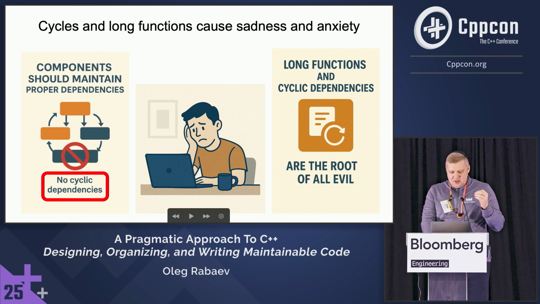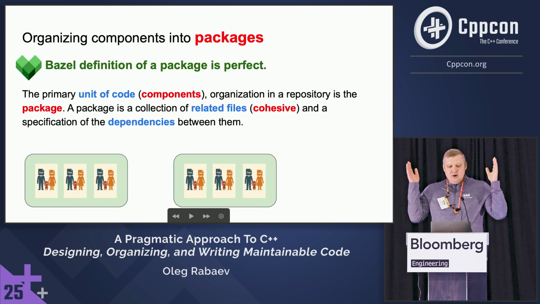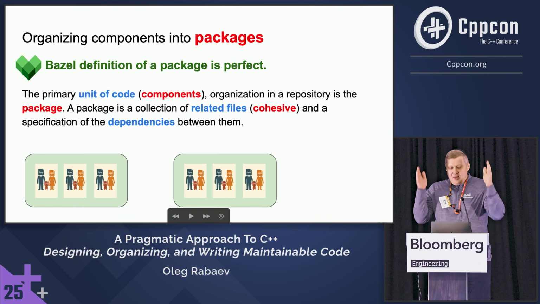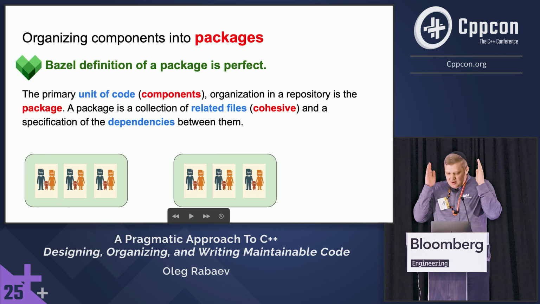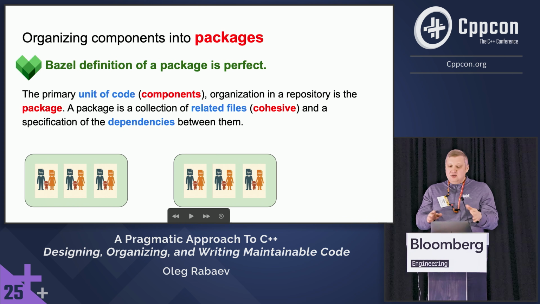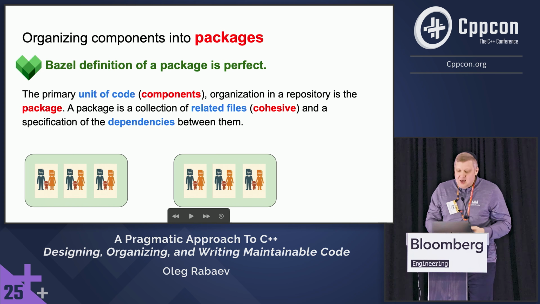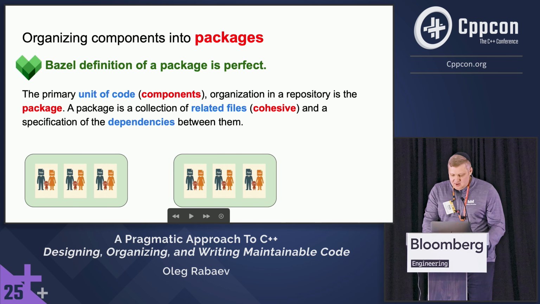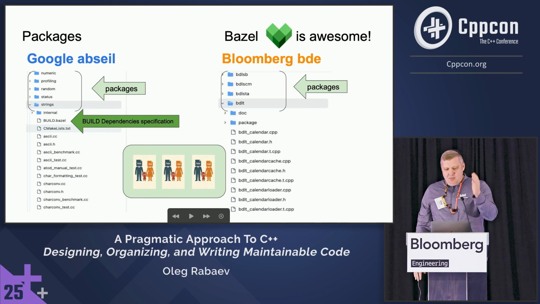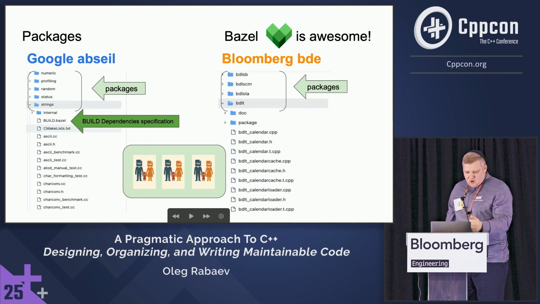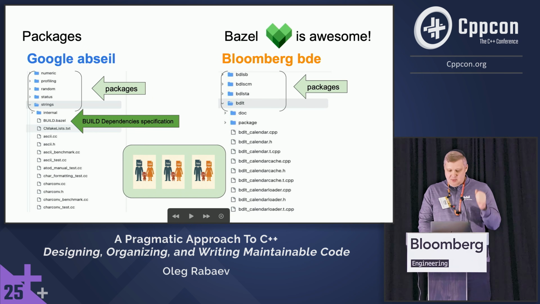Let's talk about dependencies. First of all, we organize components into packages. Bazel's definition of the package is perfect. The primary unit of code organization in the repository is the package. A package is a collection of related files, cohesive, and the specification of dependencies between them. Packages in Bloomberg, packages at Google. By the way, Bazel is awesome.